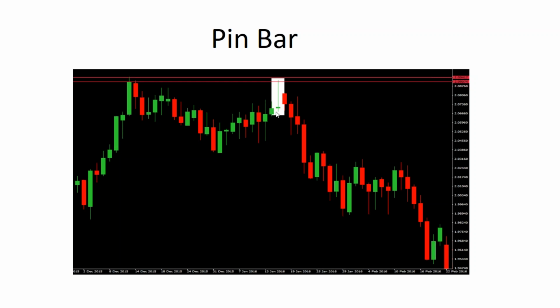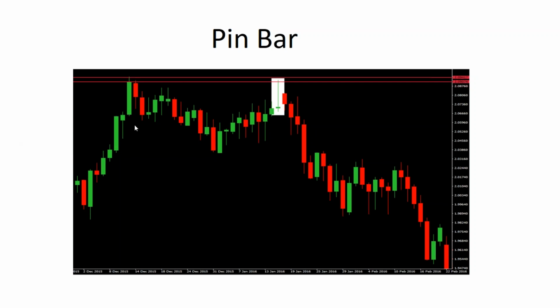And again, we only look to get short as price breaks down below the low of the candle. So you can see the next candle doesn't break down below the low of the pin bar, but then the second candle does. So at the point that price breaks down below that candle low, that's where we put in our sell order, and then you can see we catch a really strong move to the downside.